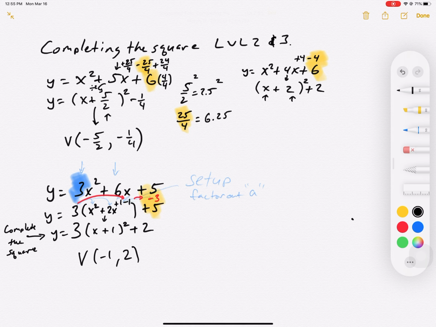So the vertex form for us is a really nice form. It is y is equal to a times x minus h squared plus k, where our h and k value is going to be our x and our y value for the vertex. And a is how fast our parabola changes.